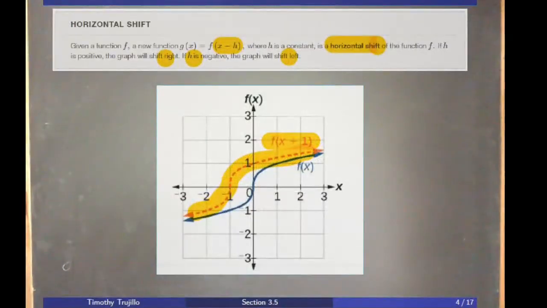Because it's not really important what convention you use here, whether it's h or just adding on h or subtracting h. What's important is that you understand when it goes left and when it goes right. Okay. So here is, I believe, Desmos.